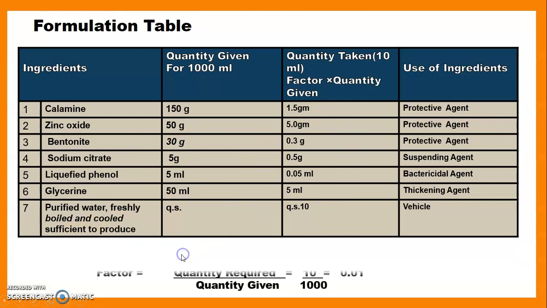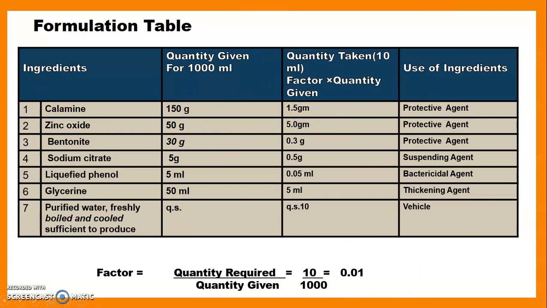The formula is given for 1000 ml, but we have to prepare only 10 ml, so we calculate the factor. Factor is calculated as quantity required upon quantity given. Our quantity required is 10 ml and quantity given is 1000, so our factor is 0.01. By this factor, we multiply the quantity given and we ultimately get the quantity taken. For example, 150 multiplied by 0.01 gives 1.5 gram.